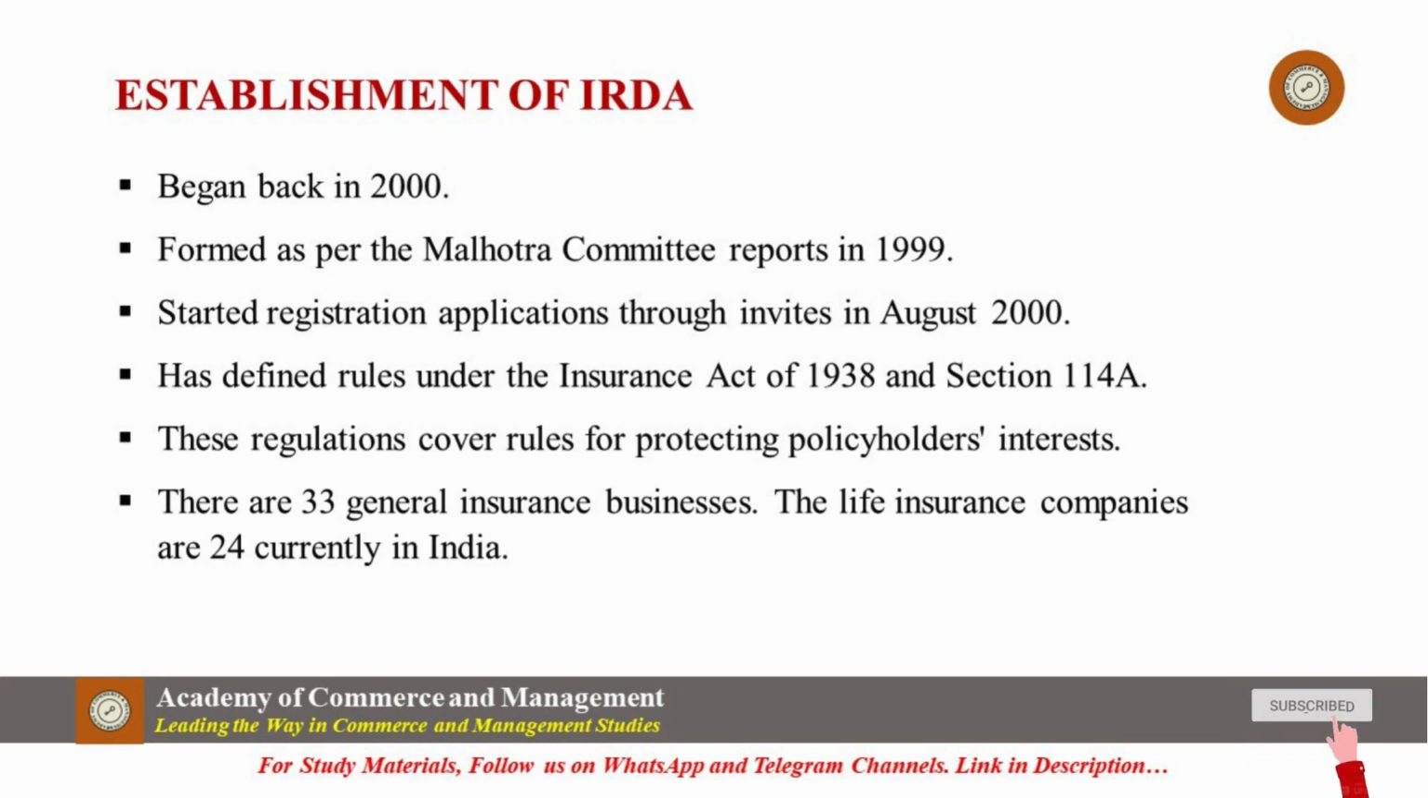This regulating body has defined rules under the Insurance Act of 1938 and Section 114A. These regulations cover rules for protecting policyholders' interests. Also, it has details for insurance business registrations. There are 33 general insurance businesses. The life insurance companies are 24 currently in India.